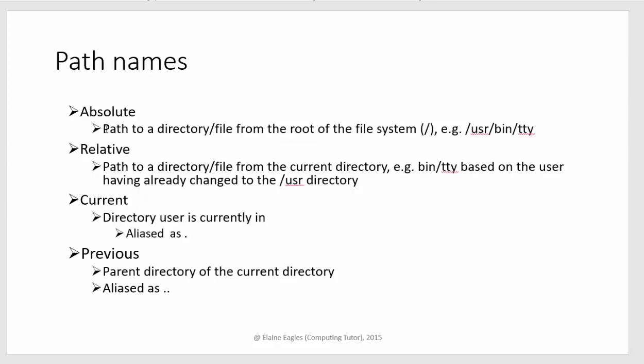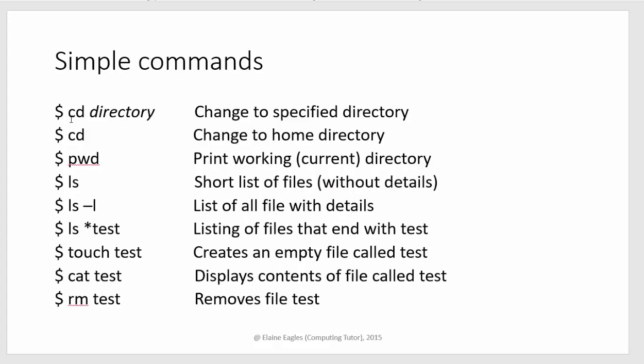You need the -a option in ls. We're going to look at absolute paths that start from the root, relative paths that start from where your current directory is. We're also going to look at the dot, which is the alias to the current directory, and the double dot for the previous. Here are some different commands that you're going to be looking at: cd, pwd, ls commands, touch, cat and rm for removing a file.